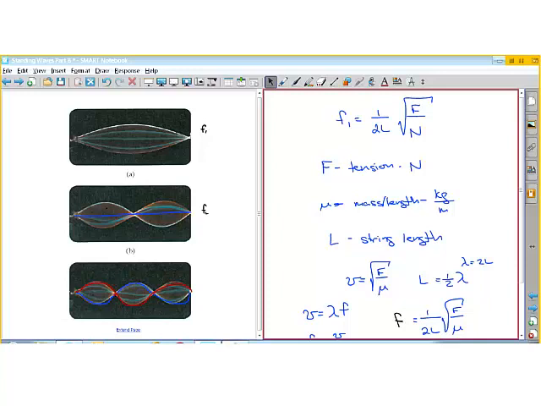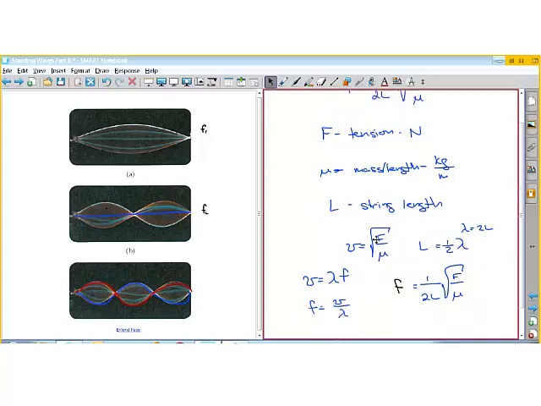Now for the second harmonic, this is just showing you how you calculate it. v equals the square root of F over mu, but v is lambda f, so you plug that in and get lambda f equals the square root of F over mu. Lambda is 2L for the fundamental frequency, so you can solve it directly for frequency. And then that's for the fundamental frequency.